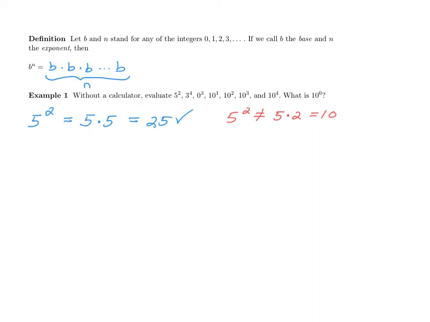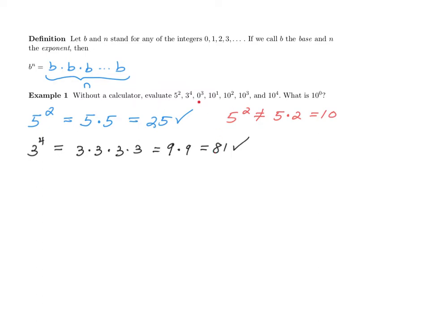What about 3 to the 4th? 3 to the power of 4 means 3 times 3 times 3 times 3. So the base is 3, the exponent is 4. We write down 3 multiplied 4 times. Let's see, 3 times 3 is 9. So this is really 9 times 9. I'll put that next. And 9 times 9 is 81. Again, this does not mean 3 times 4, which is 12. In fact, it's this value here.